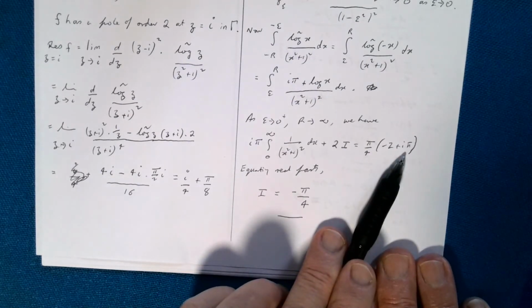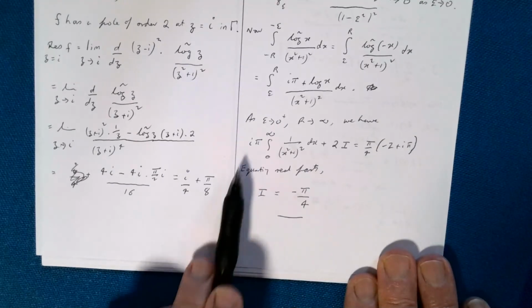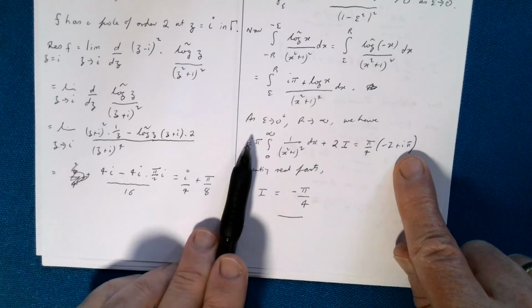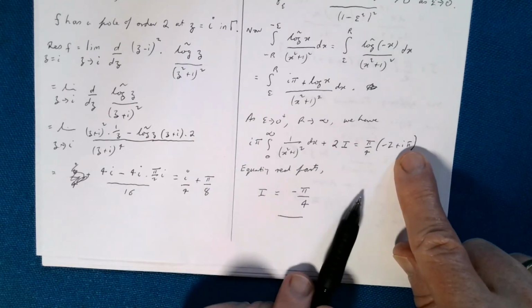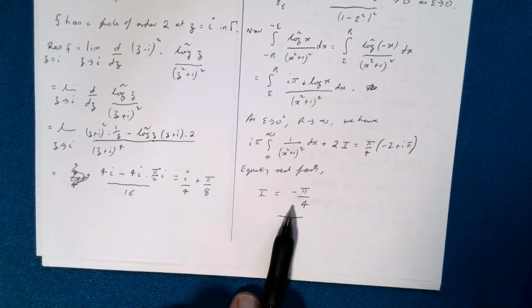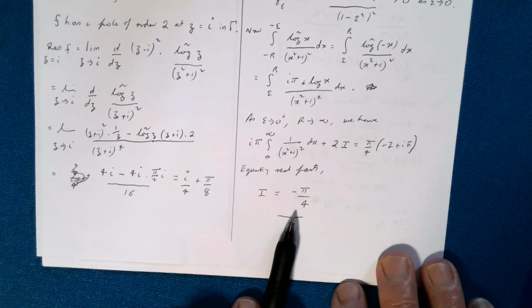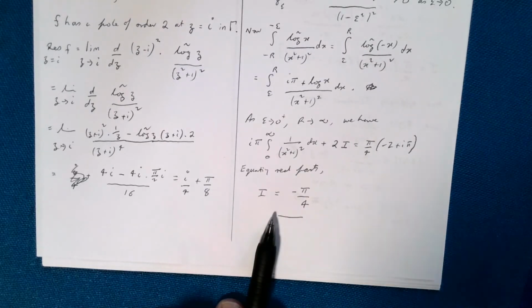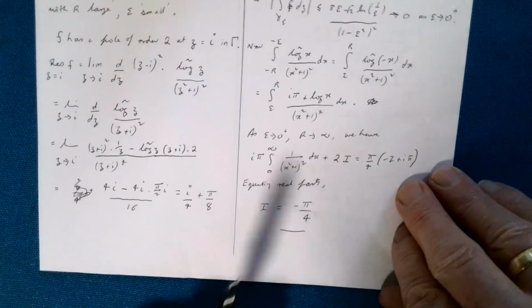And if we now just equate the real parts from both sides, that's the imaginary part here, that's the imaginary part here, equate the real parts, and we end up with I is minus pi on 4. So that's a nice example of evaluating with some logarithms.